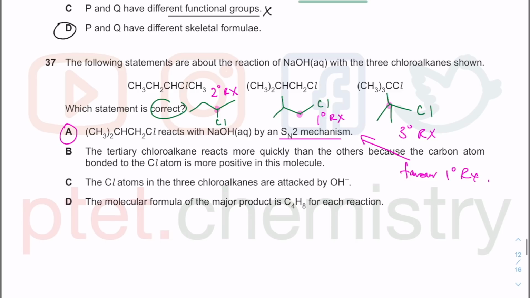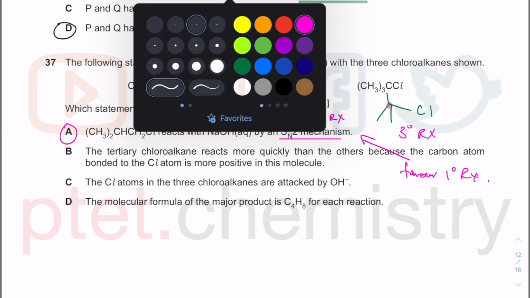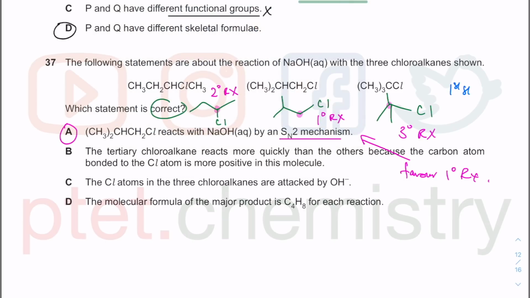B is not entirely correct because the rate of reaction there, the first step in this tertiary carbocation, is slow because it proceeds via SN1 reaction. So the first step of SN1 is very slow. It is what you call the rate determining step. Chlorine atoms in the 3 chloroalkanes are attacked by OH minus. That is wrong. It's actually the carbon delta plus, not the chlorine, which is delta plus.